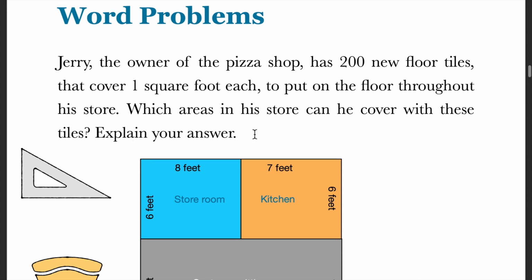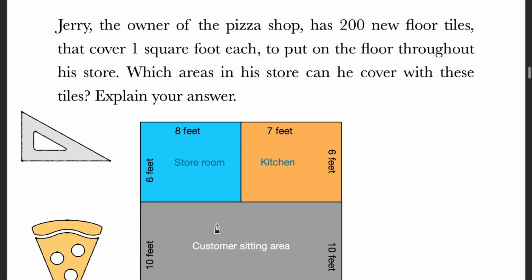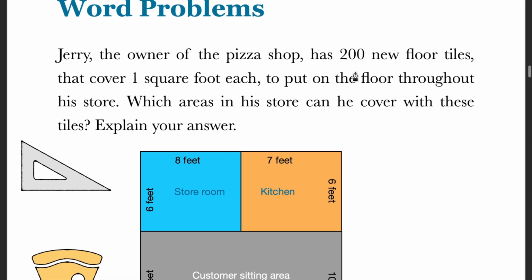And explain your answer. So let's think about this a little bit. We're figuring out how many tiles he can put in the areas on the floor inside his store. And we know he has 200 new floor tiles and they cover 1 square foot each. So essentially, he has 200 square feet of tiles.